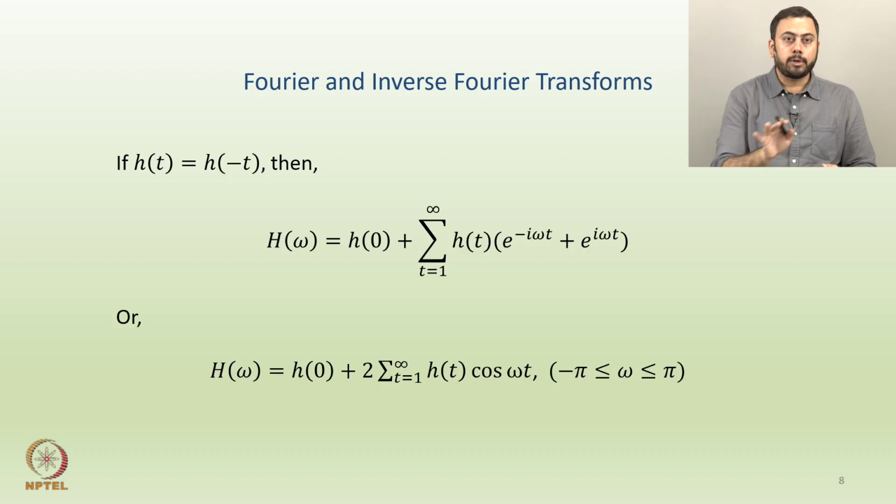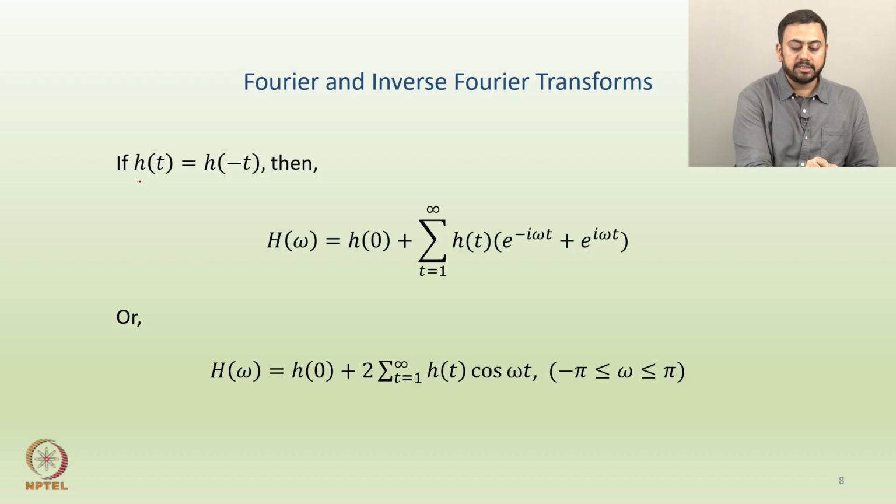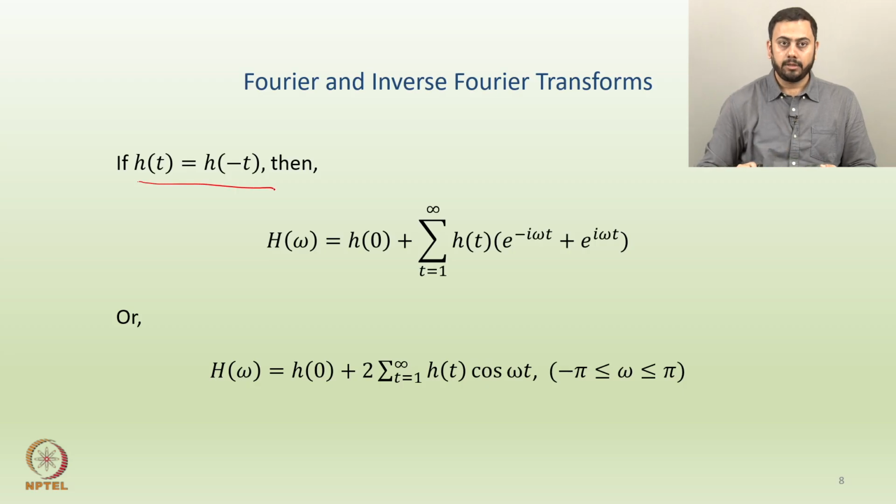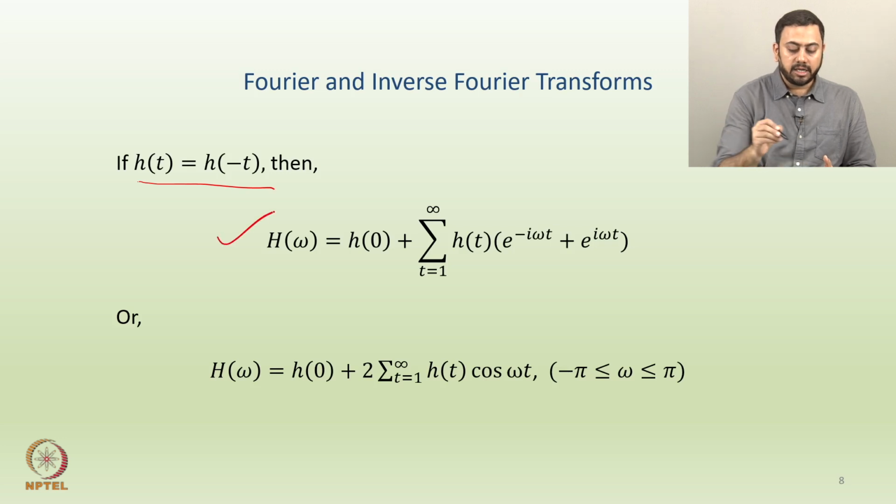Okay. Now, a couple of properties of the inverse Fourier transforms is that, let us say, if h(t) happens to be the same as h(-t). So, h(t) happens to be h(-t). So, the function is symmetric in a way. Then I can actually write down the Fourier transform as this.